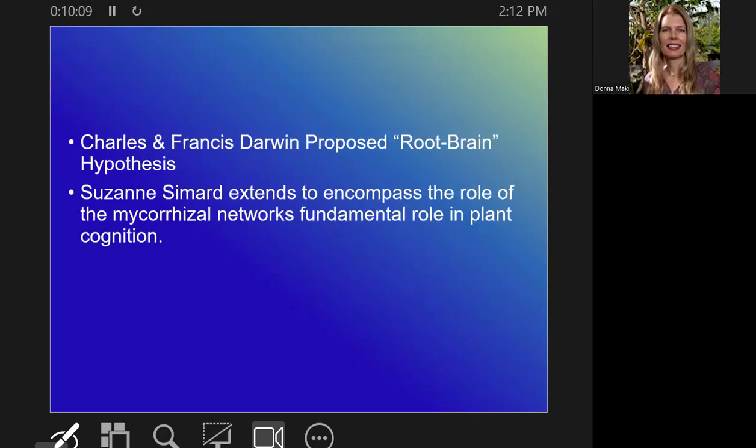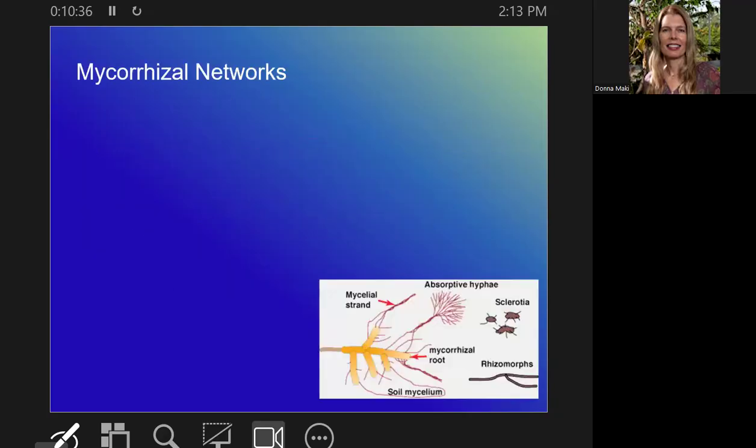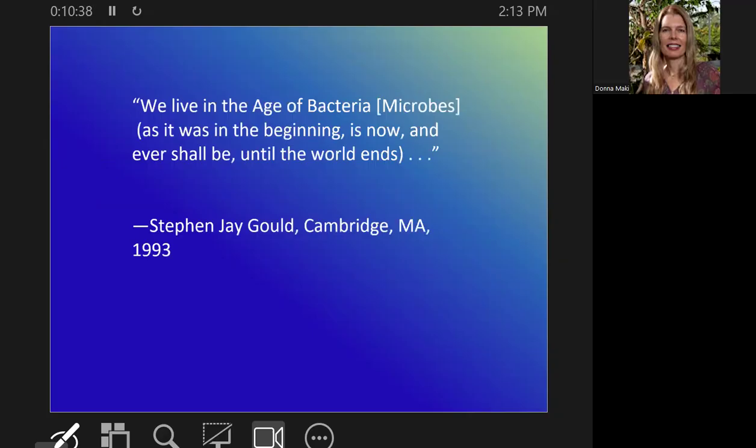We saw this too, how she's saying, okay, the root brain idea that the Darwins proposed, let's take it a step further now that we know how important mycorrhizal fungi are, and extend it to the networks of mycorrhizal fungi as well. Because they're so quick to grow and they're flexible and adaptive to their environment, much more flexible than the longer-lived tree that's slower to respond. And that makes sense considering when plants evolved, the earth was swimming in microbes. Microbes were everywhere. You can't get away from them.